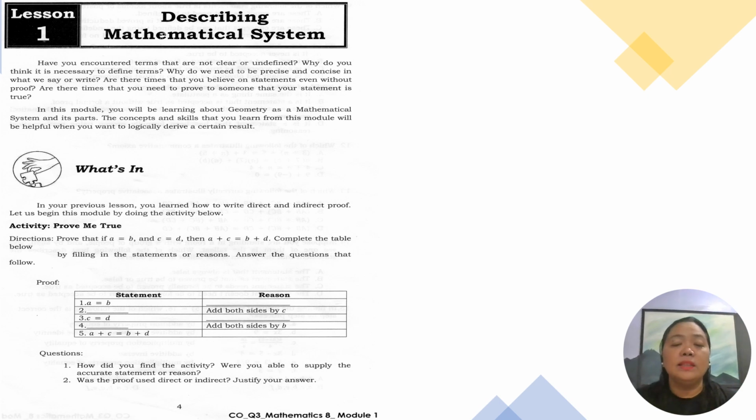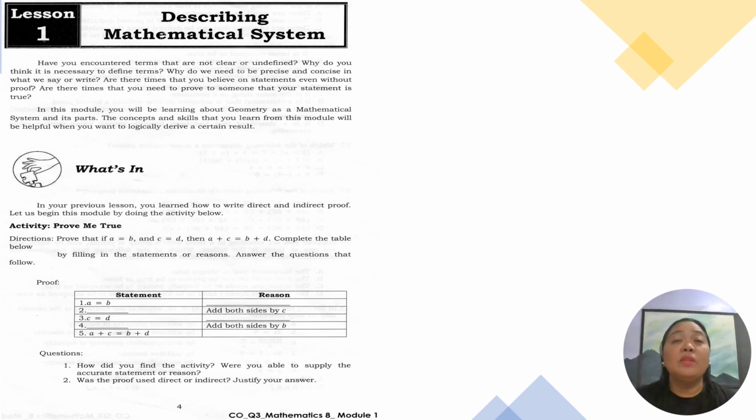The concepts and the skills that you will learn from this module will help you when you want to logically derive at a certain result. So we are now on the "What's In" part of your module. In this activity, we need to answer "Prove Me True." Okay, prove me true. How do we prove something?